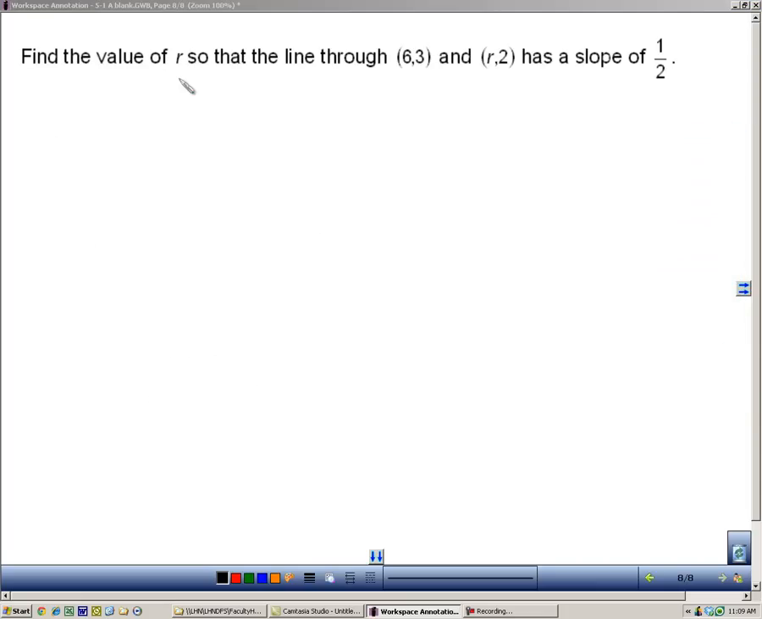Here's a slightly different example using slope. This time we're given 2 points, but one of our x values is unknown. And we're also given that the slope is already 1/2. So we're going to use the slope formula to find this unknown x value. So in the formula, I already know that the slope is 1/2. So instead of finding the m, I'm going to just plug in a 1/2 for the m.